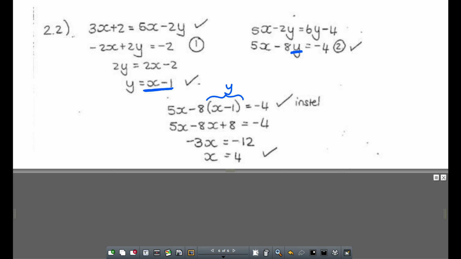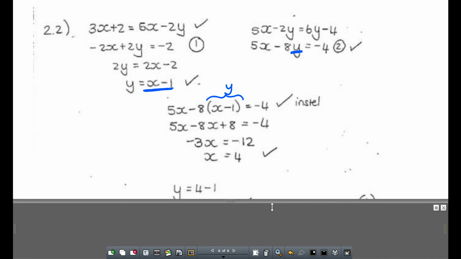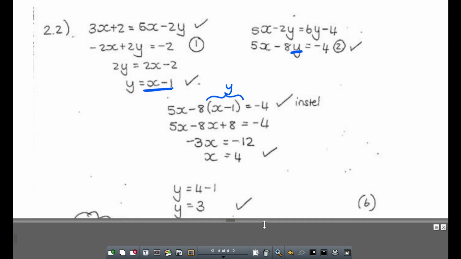into, en jy kan dit in enige een van daai gaan instel het, nee? Okay, so y was equal to x minus 1, so nou in plaas van daai x, gaan ek nou sê 4 minus 1, wat beteken dat y is 3. Is julle reg daar? You guys good?